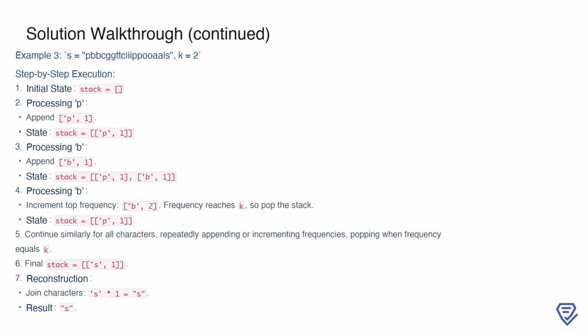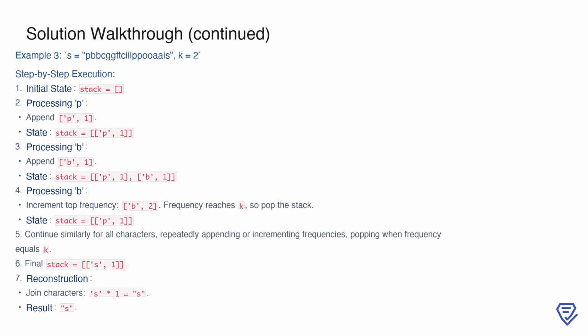Starting with an empty stack, we append p as p1. Next, b is appended as b1, and the following b increments its frequency to b2, causing it to be removed. This pattern continues for each character. Groups such as GG, TT, and 2 are removed as their frequencies reach k.